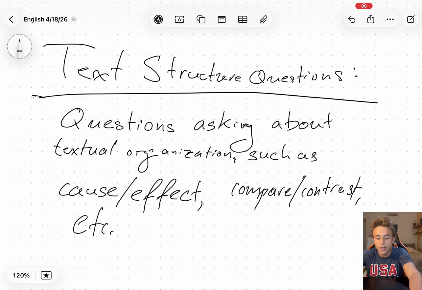This week's English topic is going to be answering text structure questions. A text structure question is basically a question that just asks about the textual organization. So it could be asking you to find some relationship between a cause and an effect of something in the passage, or maybe compare things in a passage, or analyze a comparison made by the passage. Anything like that falls under this category of questions.